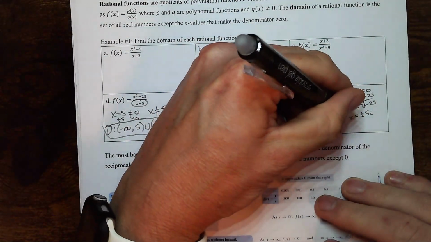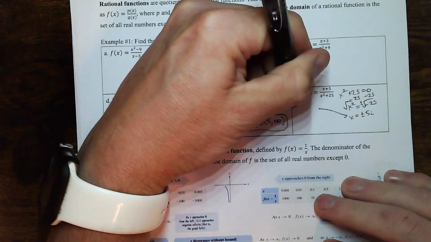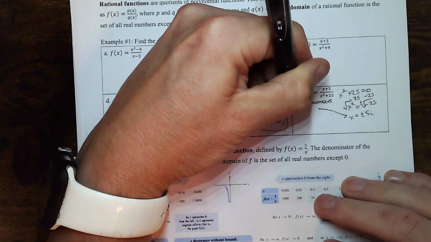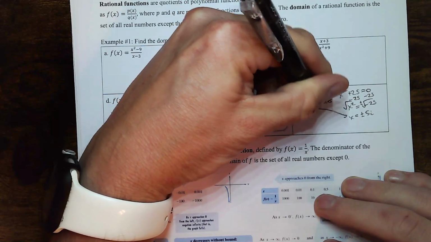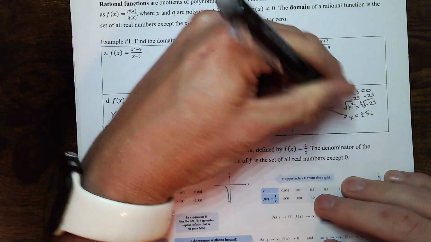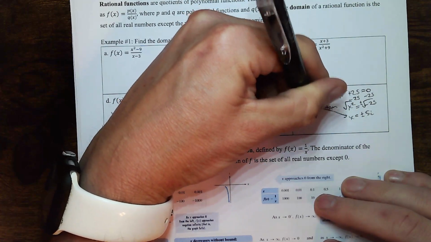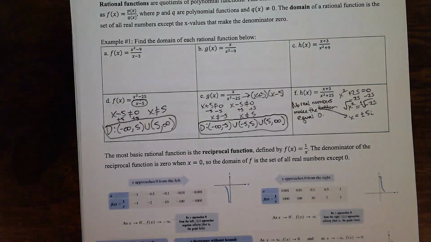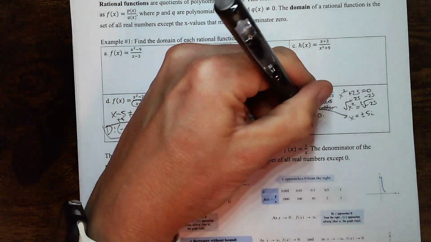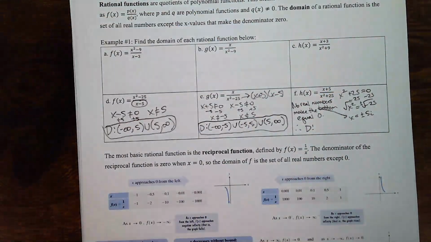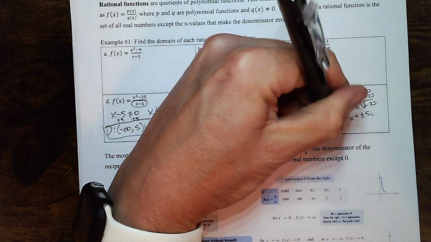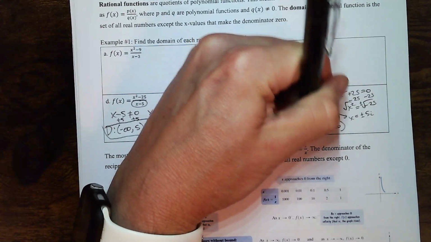So I'm going to make a note here. No real numbers make the bottom equal 0. The solutions are imaginary. They're not real numbers. So therefore, the domain, there's no excluded values. There's no real numbers that are not included. So you would do negative infinity to positive infinity.